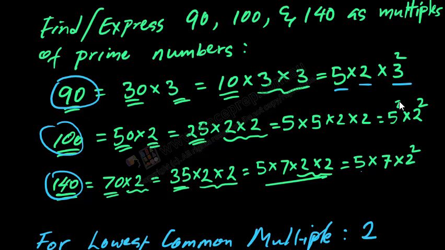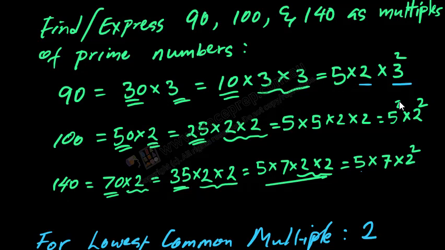Now for the second one, which is 100, let's get rid of some of these markers. So for 100, we had 5 squared and we had 2 squared. And for 140, we had 5, we had 7 and 2 squared.